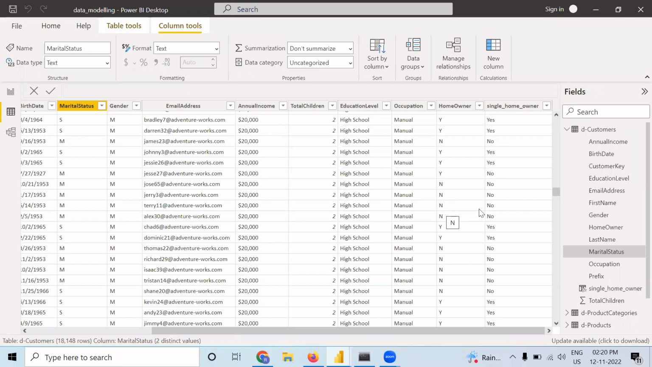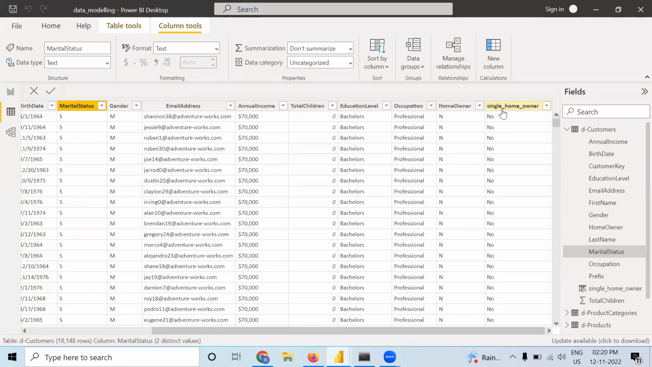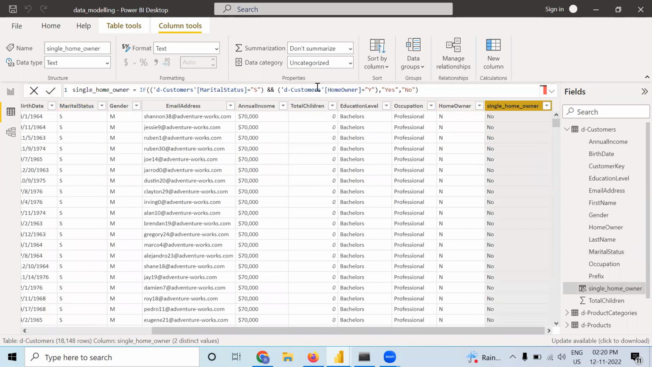Both the conditions are not met. That's why no. If either of the conditions is not met, then also no will come. Is it clear, all of you? Yes, ma'am. So if you want a column in which any of the two conditions is met, yes.